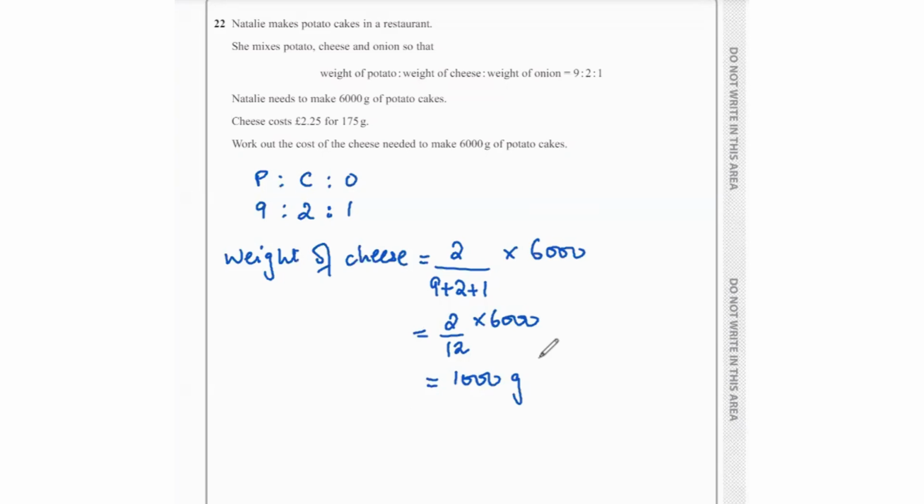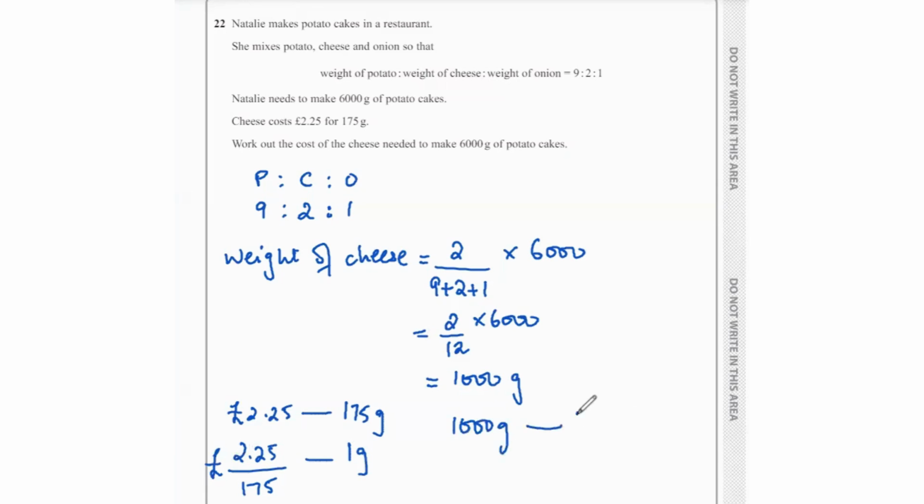Now next is to find the cost. 2.25 pounds is used to buy 175 grams of cheese. So 2.25 over 175 is going to be the cost of 1 gram of cheese. Now to find the cost of 1,000 grams, we will multiply this fraction by 1,000, and that's going to give us 12.86 pounds.